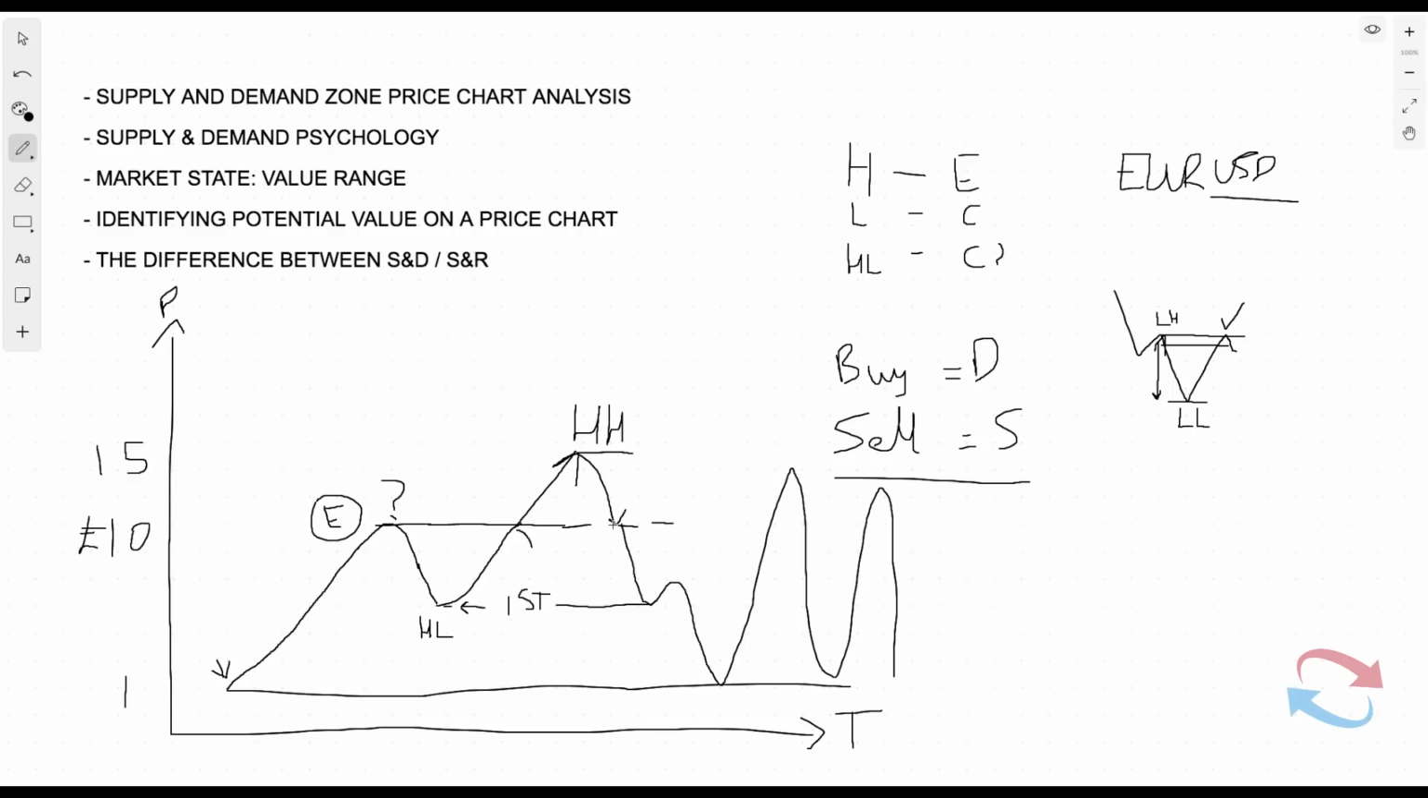50% levels are fair value, 61% is a discount, and the closer you go to the first higher low is really where you should see potential value. Now, one thing I've got up here is the difference between supply and demand, and support and resistance. So I'm going to have to clear this chart.